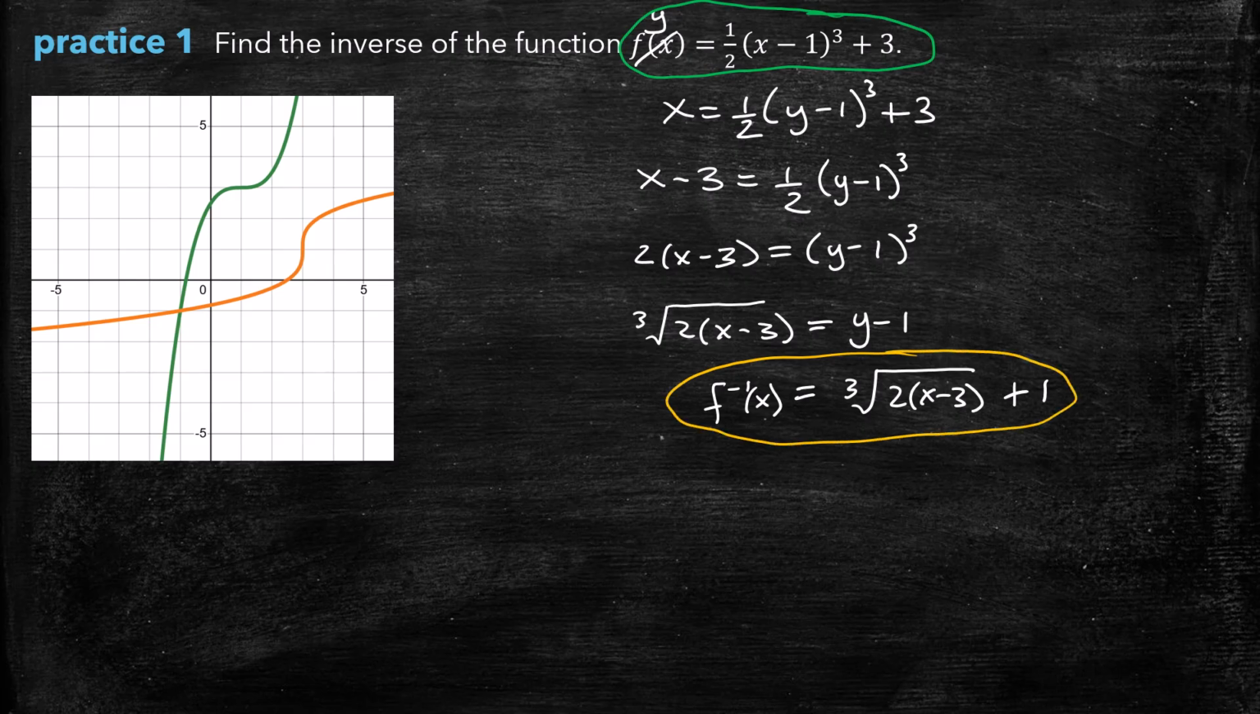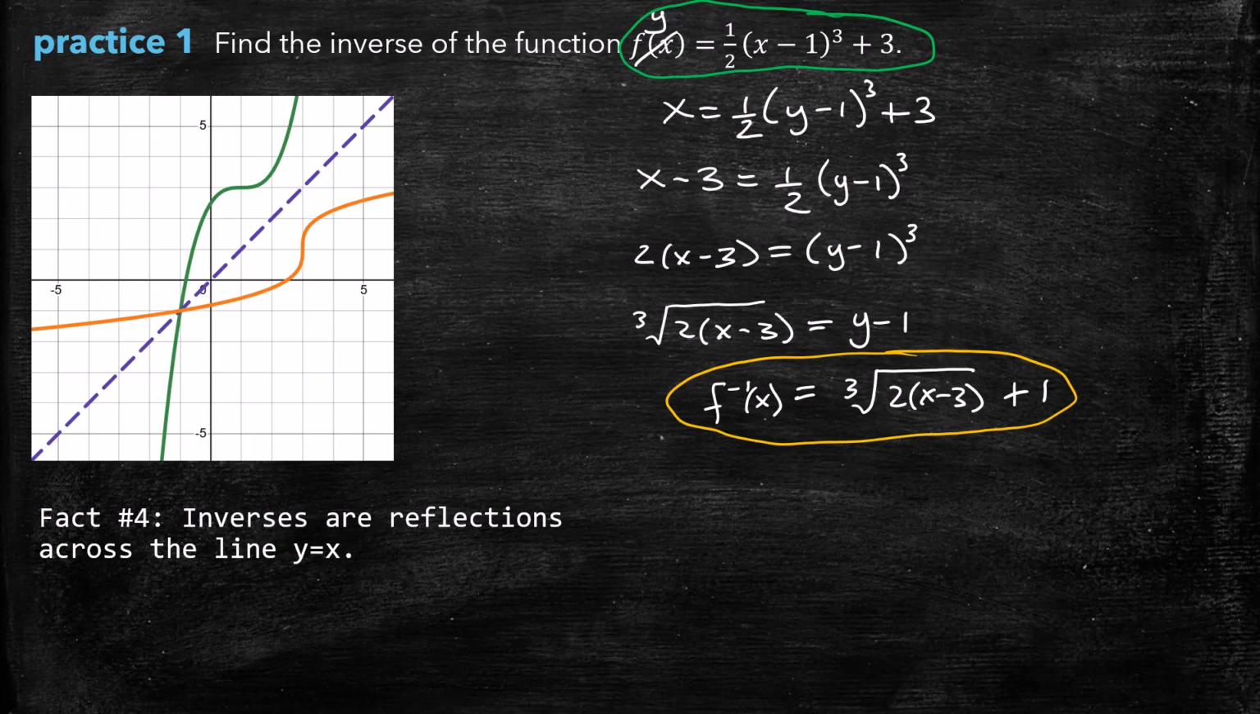They have a very important symmetry, and that is across the line y equals x. So a function and its inverse will be symmetric to the line y equals x. That's the dotted line there. So that's an important fact. You might want to note that down. And there's another fact that I want to revisit.